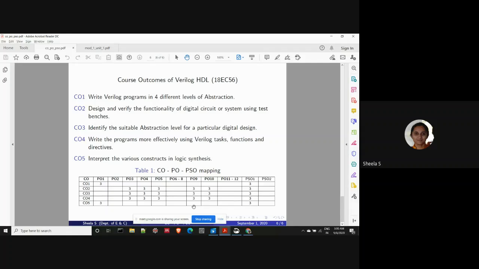And similarly, when I come to PO 11 and 12, here we are not doing any big projects by considering this Verilog HDL, and as a result, we have not mapped to PO 11. And lifelong learning, it depends. Suppose if you people are joining any particular core companies, there you will be able to use this repeatedly, otherwise you will not be using it. So that's why I have not mapped this to lifelong learning also.